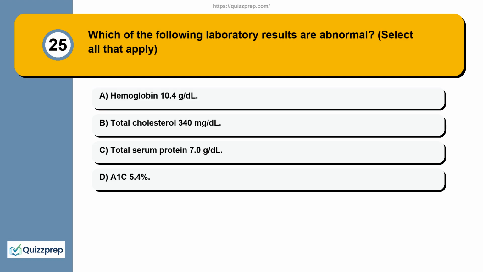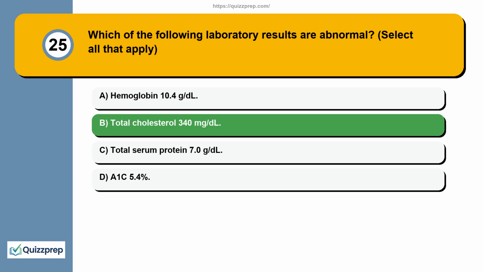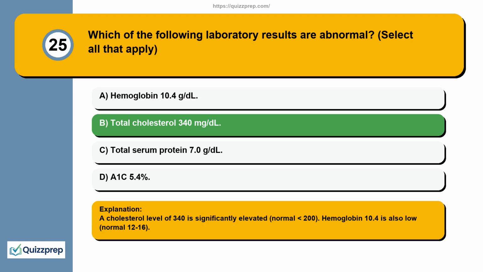Question 25. Which of the following laboratory results are abnormal? Select all that apply. Hemoglobin 10.4 g/dL, total cholesterol 340 mg/dL, total serum protein 7.0 g/dL, A1C 5.4%. A cholesterol level of 340 is significantly elevated, normal under 200. Hemoglobin 10.4 is also low, normal 12 to 16.